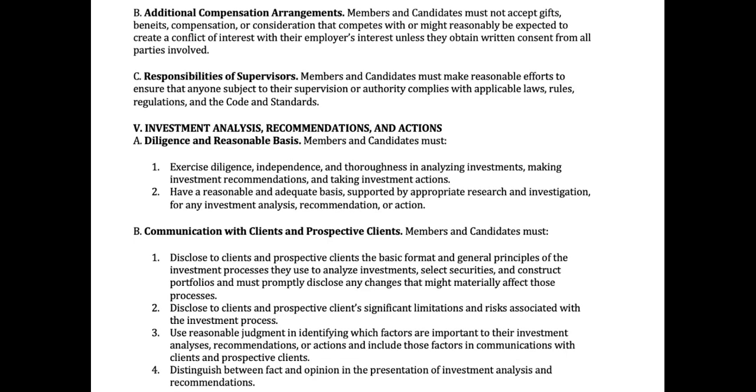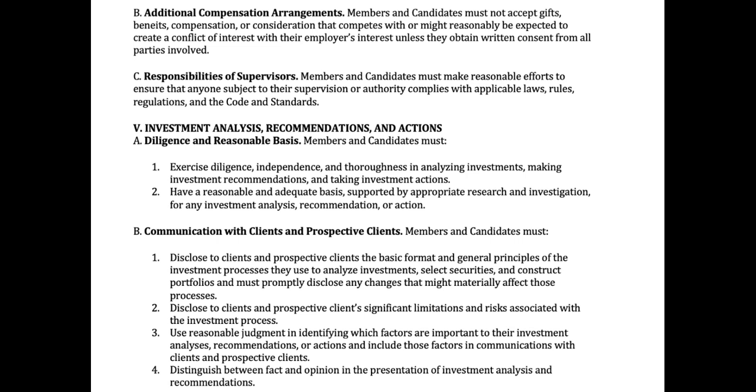B. Additional compensation arrangements. Members and candidates must not accept gifts, benefits, compensation, or consideration that competes with or might reasonably be expected to create a conflict of interest with their employer's interest unless they obtain written consent from all parties involved. C. Responsibilities of supervisors. Members and candidates must make reasonable efforts to ensure that anyone subject to their supervision or authority complies with applicable laws, rules, regulations, and the Code and Standards.